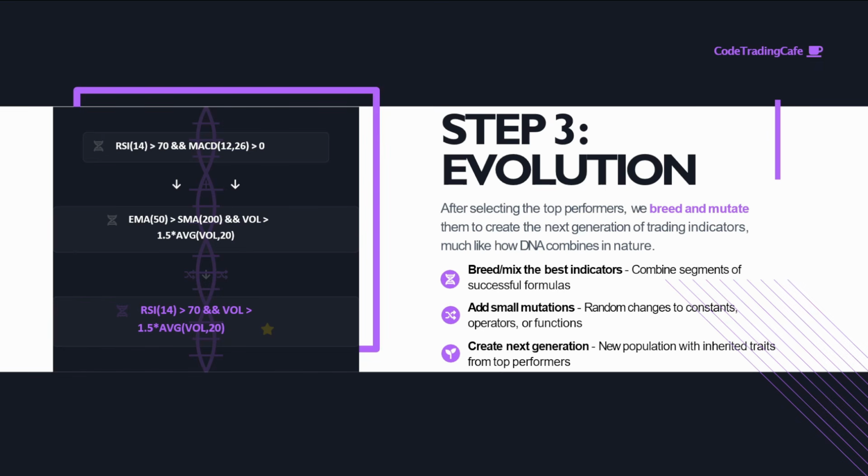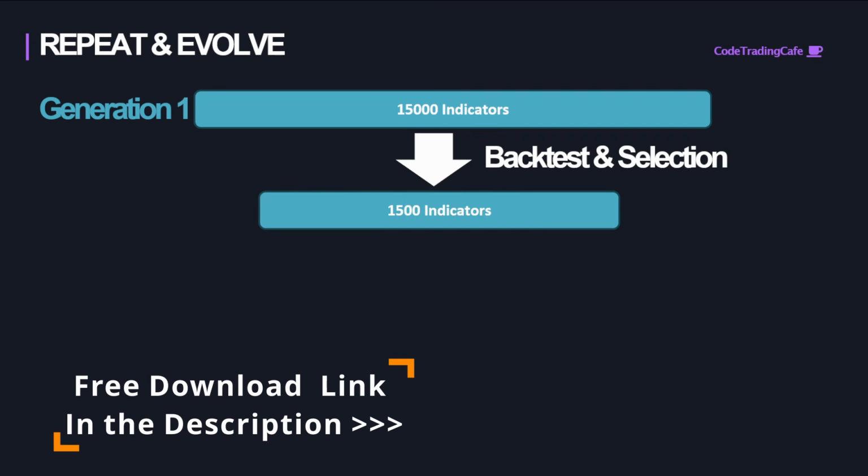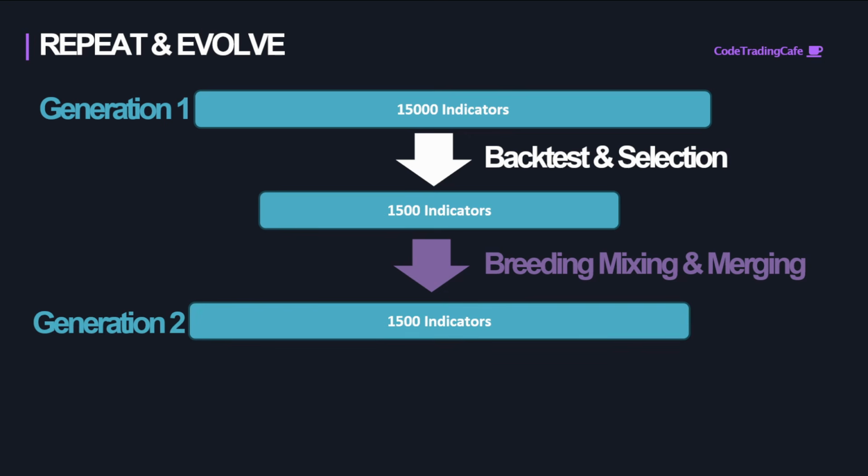Then in the third step, we breed the selected indicators together. In other words, we randomly mix parts of one formula with parts of another, just like DNA crossover. And we add small mutations or random changes. To recap the process, we have our first generation of indicators, we backtest these and we select the top 10%. Then we start shuffling parts of these selected indicators to generate a new set of 15,000 indicators. That is the second generation of our mutated formulas that are the descendants of the top 10% selection. So the second generation is supposed to be better than the first generation in terms of returns or Sharpe ratio in the backtesting.